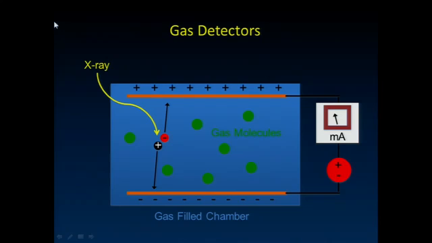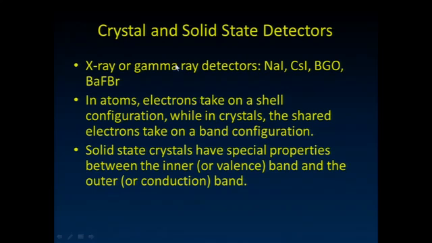A gas detector is pretty simple. An X-ray comes in, interacts with the xenon gas here, liberates some charge, and we just measure the amount of charge, which is proportional to the X-ray energy that was detected. Crystals and solid-state detectors, there's a number of them that we'll hear about in different imaging: sodium iodide, cesium iodide, bismuth germanium oxide, and in PET, barium fluorobromide.